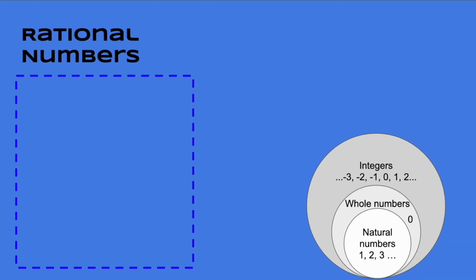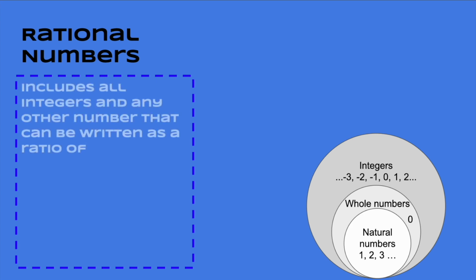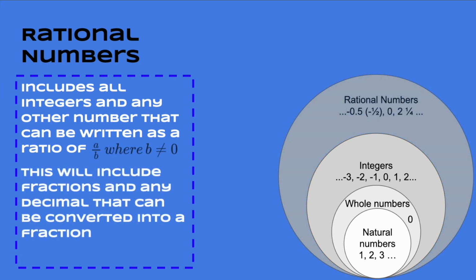The next group of numbers we have includes all of the ones we've already talked about, and it includes our fractions and decimals. Specifically, decimals we can easily write as a fraction, and these are called rational numbers, from the word ratio, which is a comparison. So one of our example numbers is negative 0.5 and negative 1/2. And this is an example of a decimal number that we can convert into a fraction.